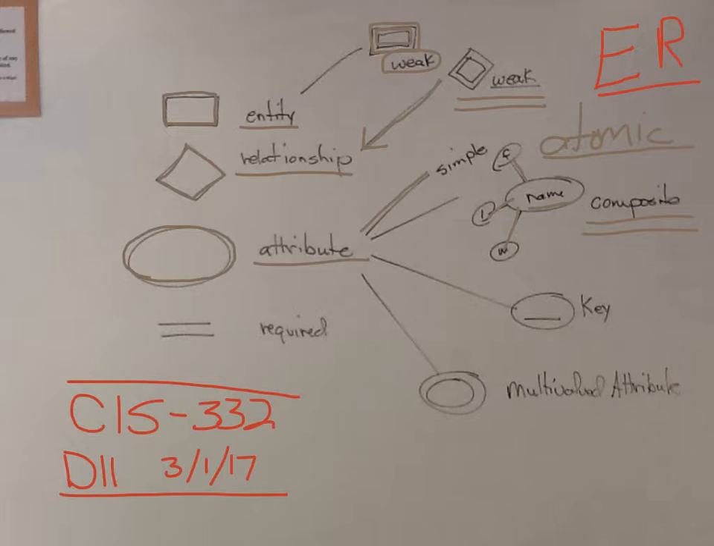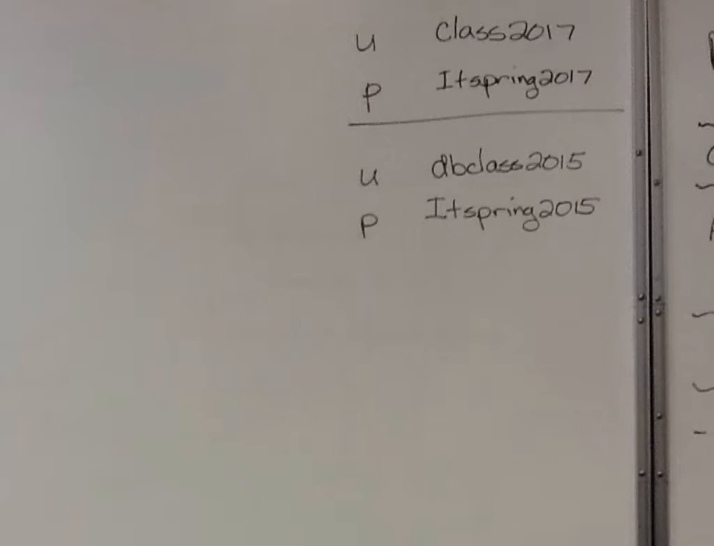Attributes could be a key attribute, a multi-valued attribute, and a foreign key would have a dotted line instead of a solid line. Two lines connecting means it's required or it's mandatory. Alright, so we got the symbols. Let's take a look.